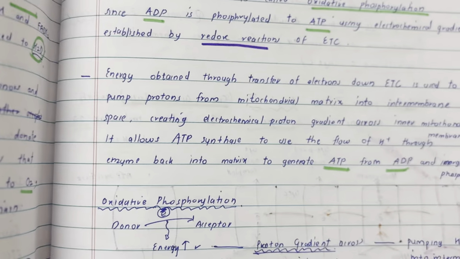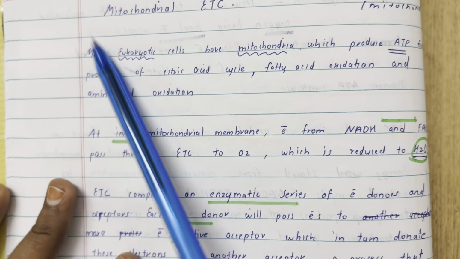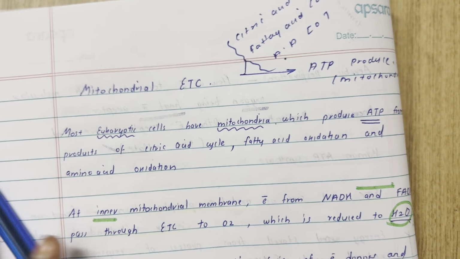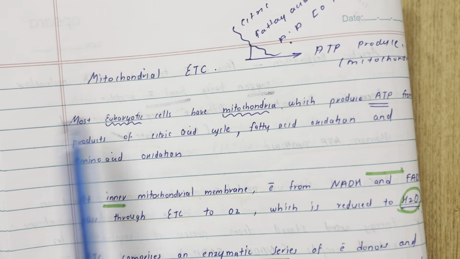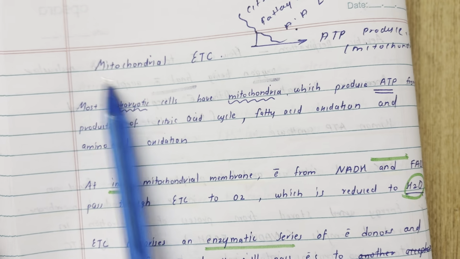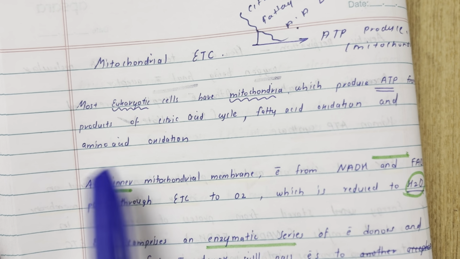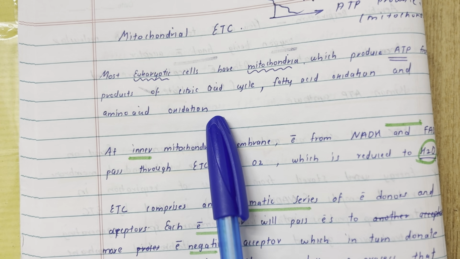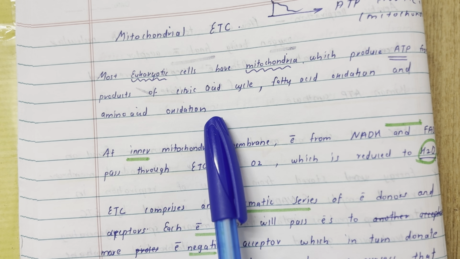This is very important. So, the mitochondrial electron transport chain. You know what the electron transport chain generally is, right? Now coming to the more specific eukaryotic cells which have mitochondria, and you know the mitochondria will produce ATP, and this ATP is produced from the products of the citric acid cycle, fatty acid oxidation, and amino acid oxidation. So these all are processes which are responsible for ATP production.